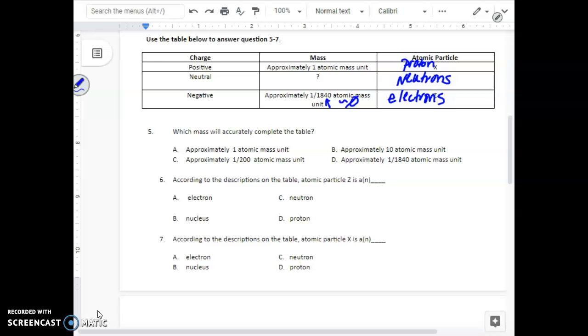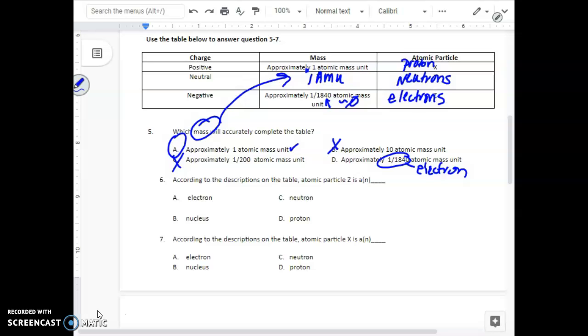And the mass of the neutrons is equal to the mass of the protons, so then it would be about 1 AMU as well. So number 5, which mass will accurately complete the table? This is the missing mass, approximately 1 atomic mass unit, approximately 10, none of these particles are 10, approximately 1 over 200, none of them are 1 over 200, and this is the mass of an electron. We know electrons are not neutral, so the only good answer is A.